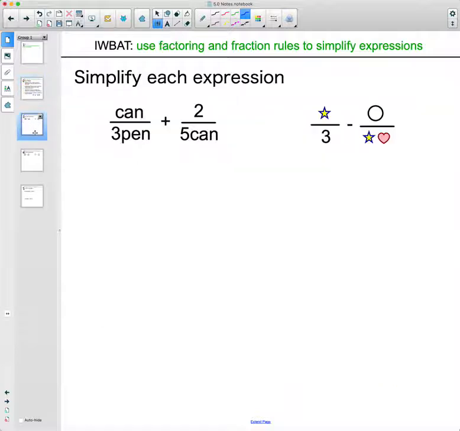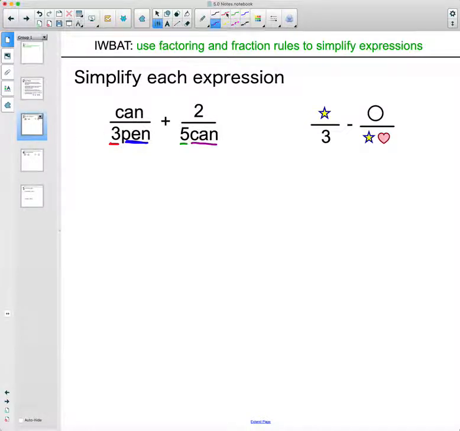So let's take a look at a couple examples in fractions with just random things written in, okay? So barely any numbers, not even variables, just words. So we've got can over 3 times pen, plus 2 divided by 5 times can. So remember that we need common denominators. So that means you're going to want to look at the factors in the denominators. So we've got 3, we've got pen, we've got 5, and we've got can. Those are kind of all our distinct factors. So we need to have all of those represented in the denominator.